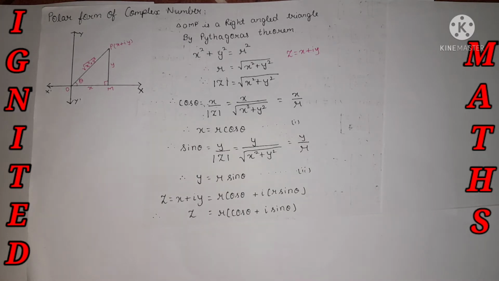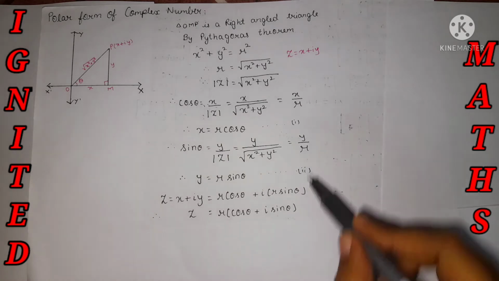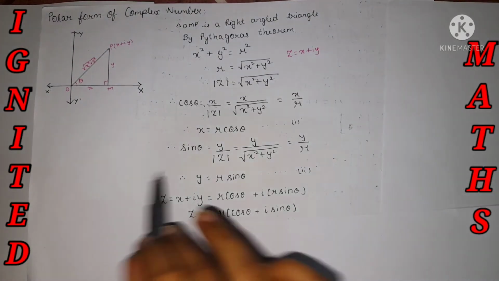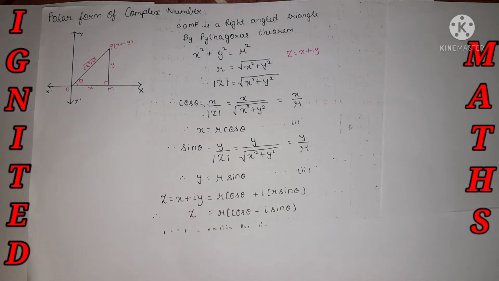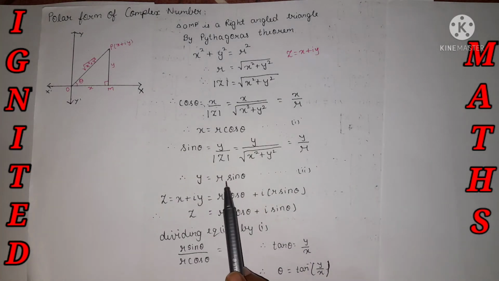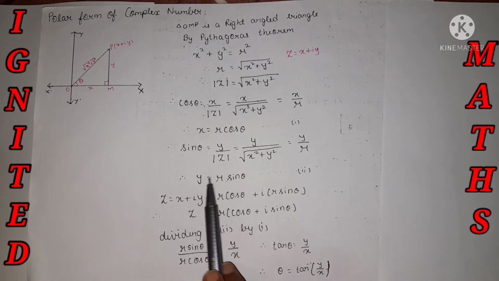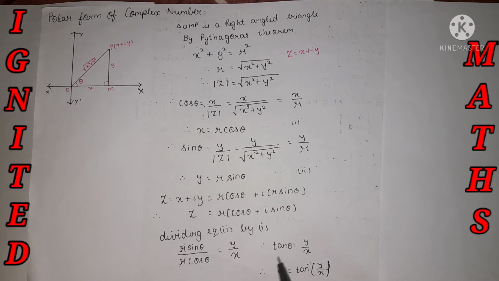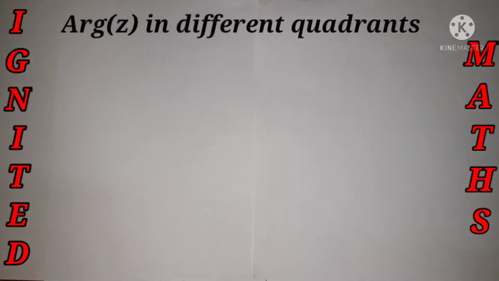Then the theta, the argument value, we are going to find with the help of equations 1 and 2. Just divide equation 2 by 1. It's r sin theta divided by r cos theta, which is nothing but y by x. The r cancels, sin theta by cos theta is equal to tan theta, and y by x as such. Now theta is equal to tan inverse of y by x. So we are going to find the value of theta, the argument, which we represent as arg z, if z is not equal to 0.